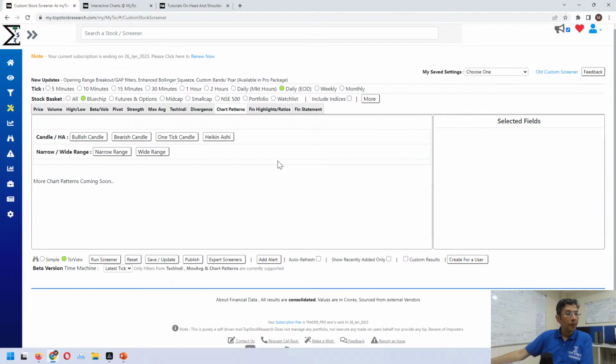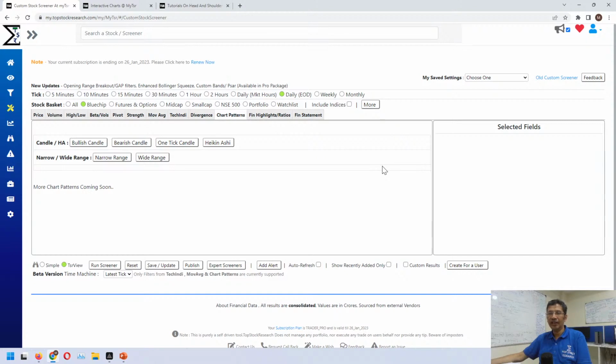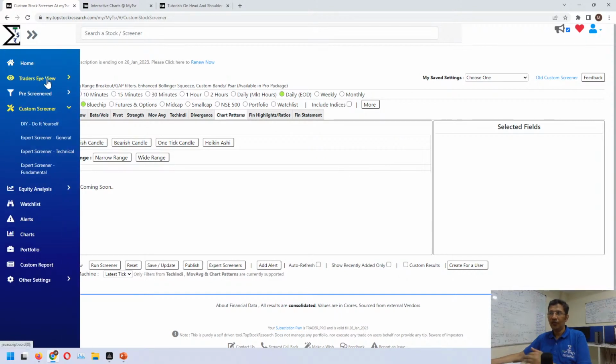Can this tool be used for option trading? Option trading is very limited. I'll be very honest, it's EOD, right? So first of all, this is not a trading platform. Mayur, can you have a look?